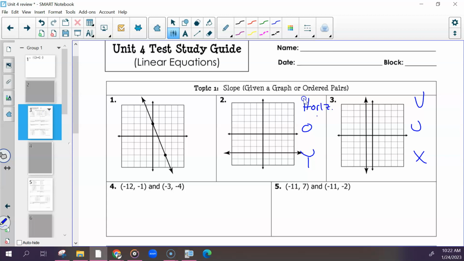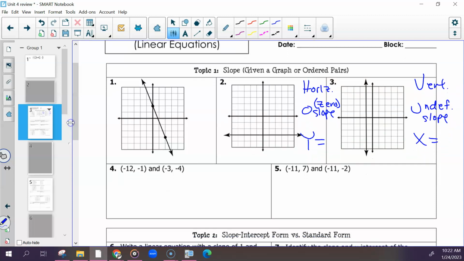Horizontal lines have 0 slope and are y equals. Vertical lines have undefined slope and are x equals. You don't have to write what they mean each time, but if you write the letters, it should help you remember what type of slope you're looking at, how to graph it, things like that.